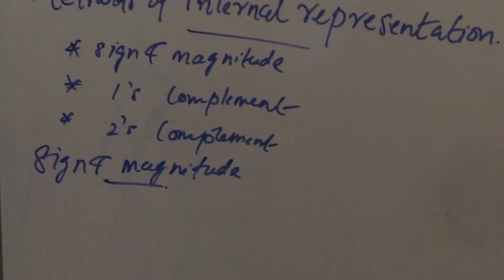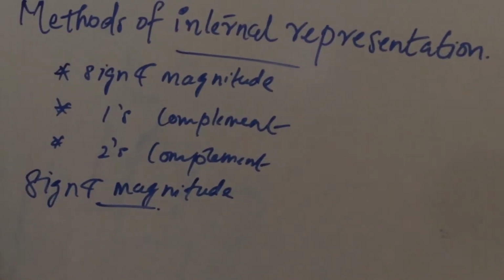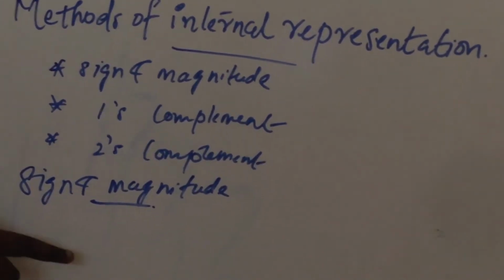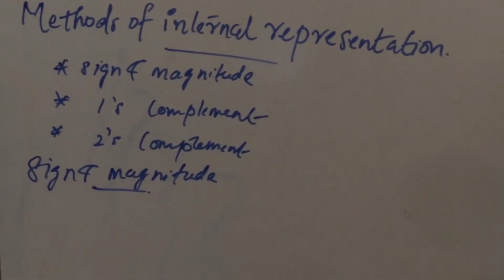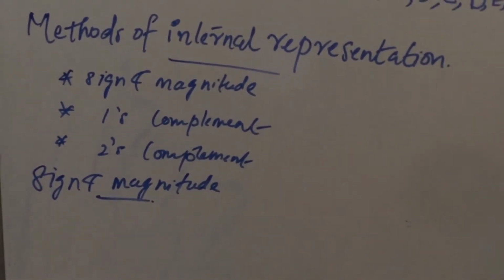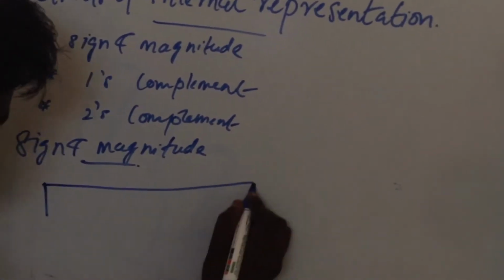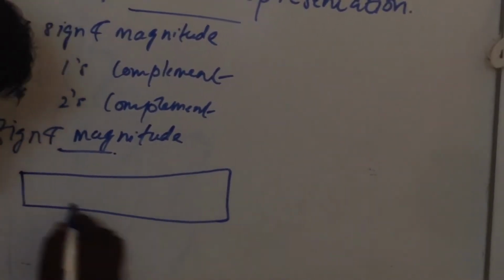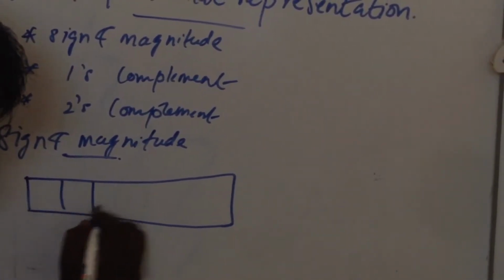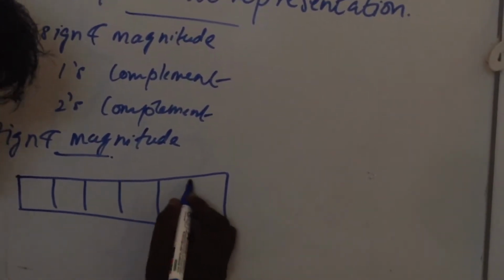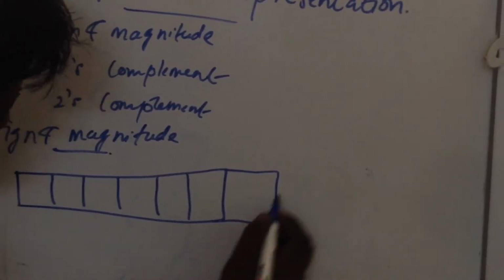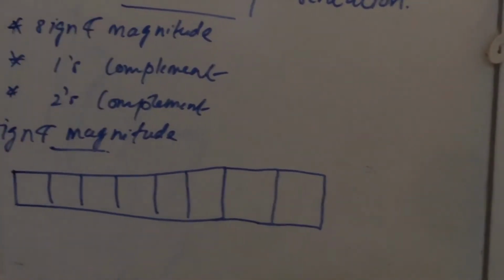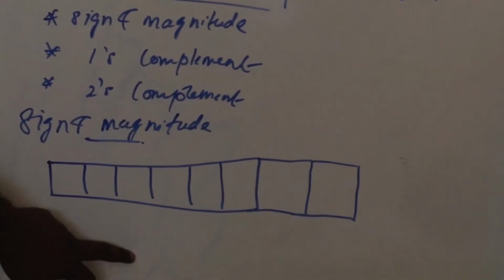In sign and magnitude form, there are 8-bit data and 16-bit data. So now we are considering only the 8-bit data. If it is an 8-bit data, we will have 8 bits like this. If it is a memory storing 8 bits, 1, 2, 3, 4, 5, 6, 7, 8. So here we are storing an 8-bit data.